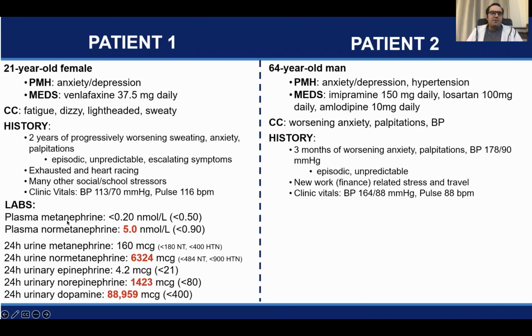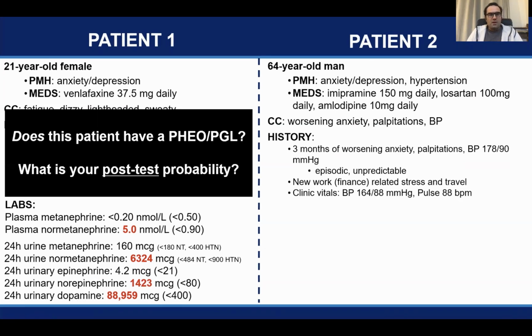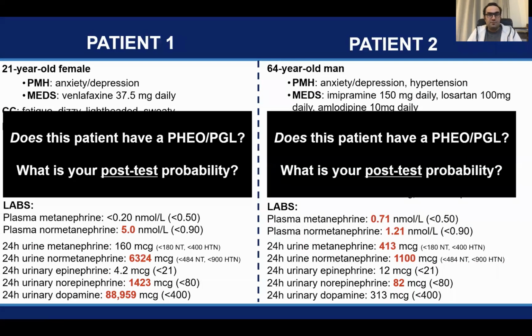So a bit low to medium pretest probability in the second patient and high probability in the first patient. So in the labs, the plasma metanephrine is normal and plasma normetanephrine is elevated, 5 to 6 times elevated. From 0.9, it is elevated to 5 nanomole per liter. If we do further testing, which is not actually required, the 24-hour normetanephrine is also in the 6,000 range, which is many folds elevated. So does this patient have PPGL? In other words, what is the post-test probability? This has a very high chance to be a pheo or paraganglioma.